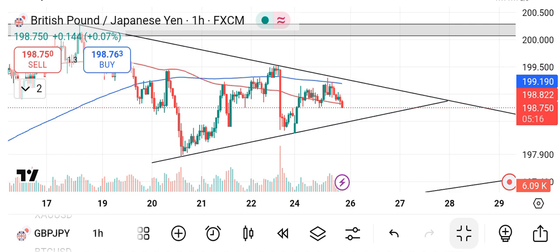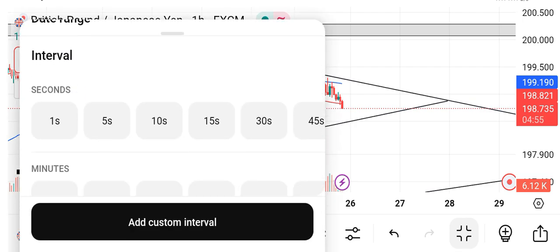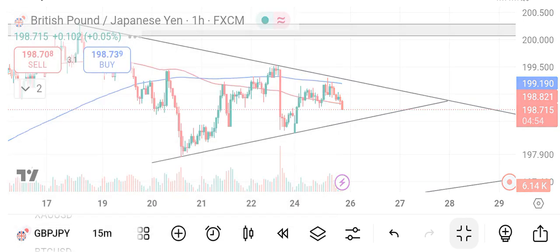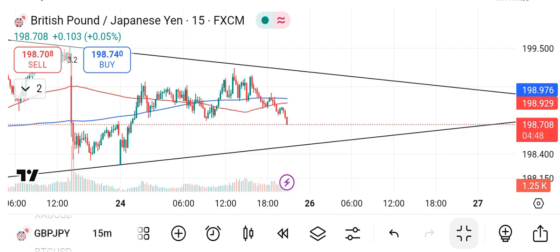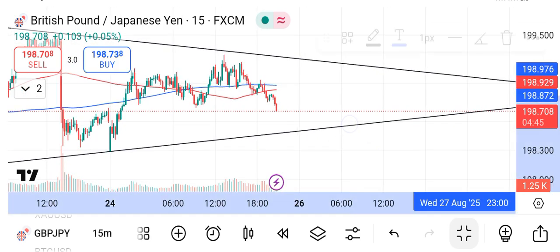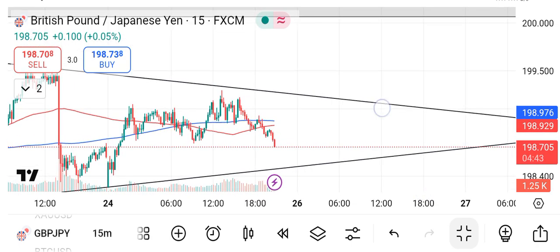For us to look for our entry, we want to see price getting to this ascending support and breaking below so that we enter for a sell, or we want to see price breaking above this descending resistance. We narrow down to the 15 minutes time frame for our entries. We are either looking for a sell when the price breaks below this ascending support, or a buy when it breaks above this descending resistance.